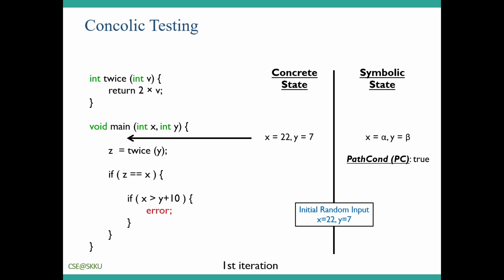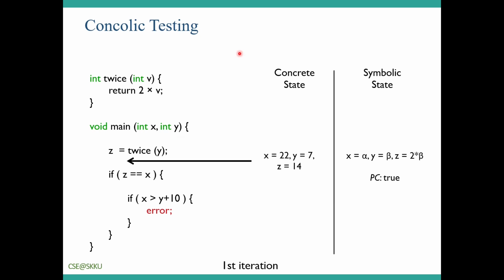Now let's execute the program line by line with these variables, and we will track the updates to all three components as we go. So let's continue that process with the next steps. At the next line, because of this twice function, z will be 14 in the concrete state and 2 times beta in the symbolic state, since z is 2 times y. Still, the path condition is true as we have not met any symbolic branch yet.